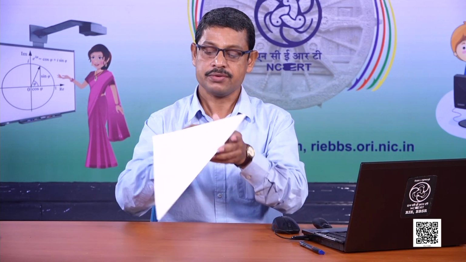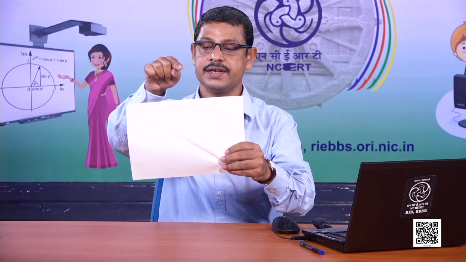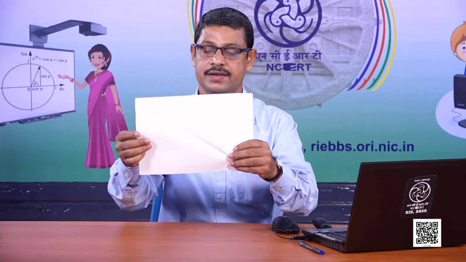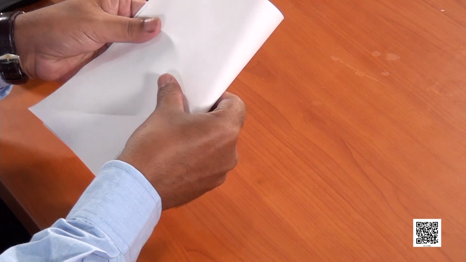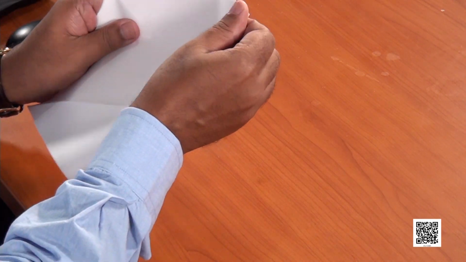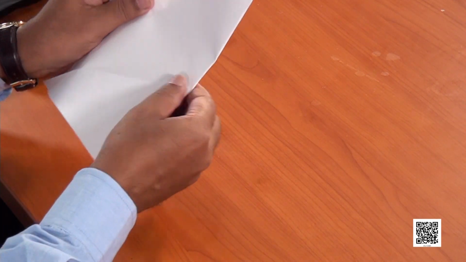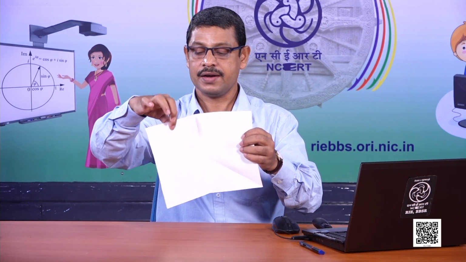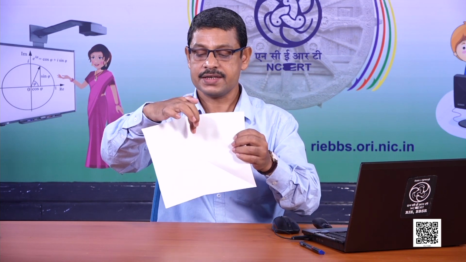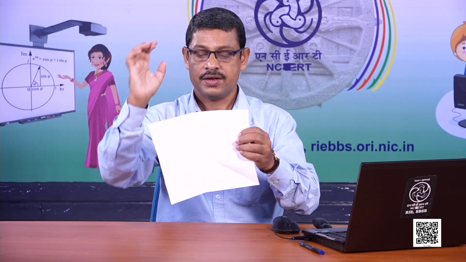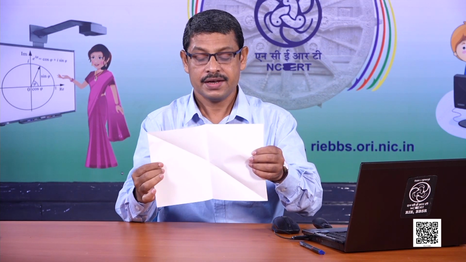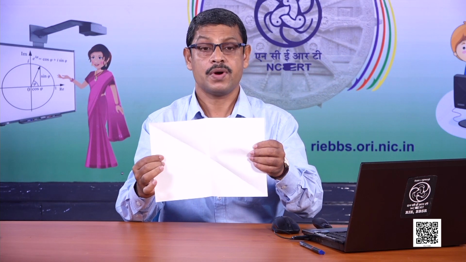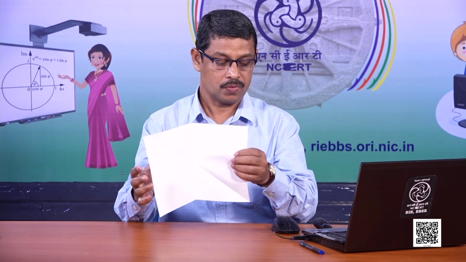So, now see, I am folding it along this line, along the length. Now see, I am getting two equal parts. This part equals this part along this line, along this crease. Now, these are mirror halves. So, what are mirror halves? Let us know.